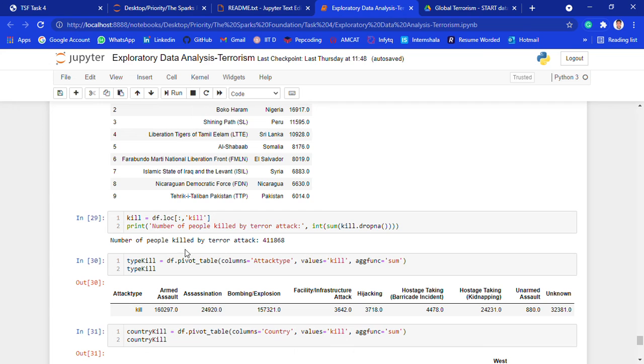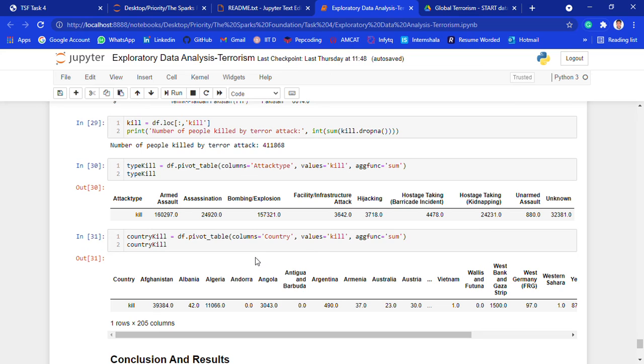So the number of people killed by terror attacks till now is very huge. It's 4,11,868 people. And further on, I have tried to classify the data according to attack type: armed assault, assassination, bombings, facilities. These are the types of attacks and their kill values.